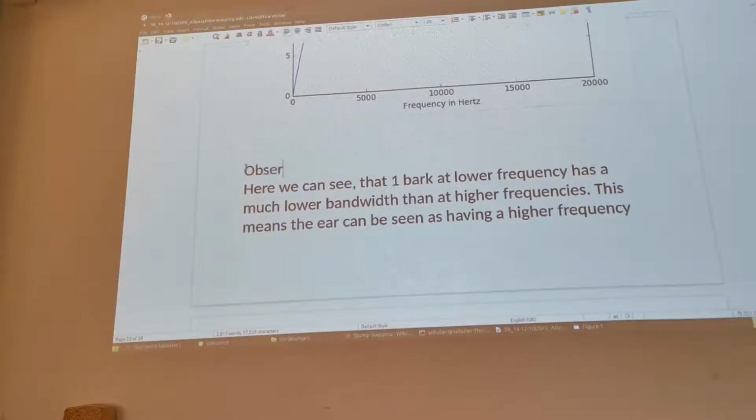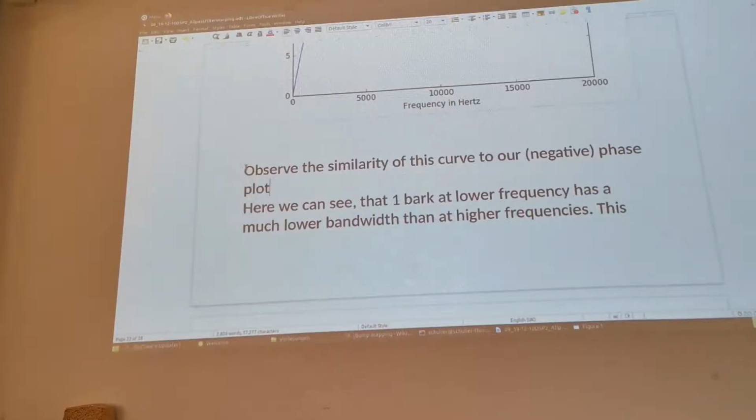Observe the similarity of this curve to this negative phase curve plot of all paths for A equals 0.